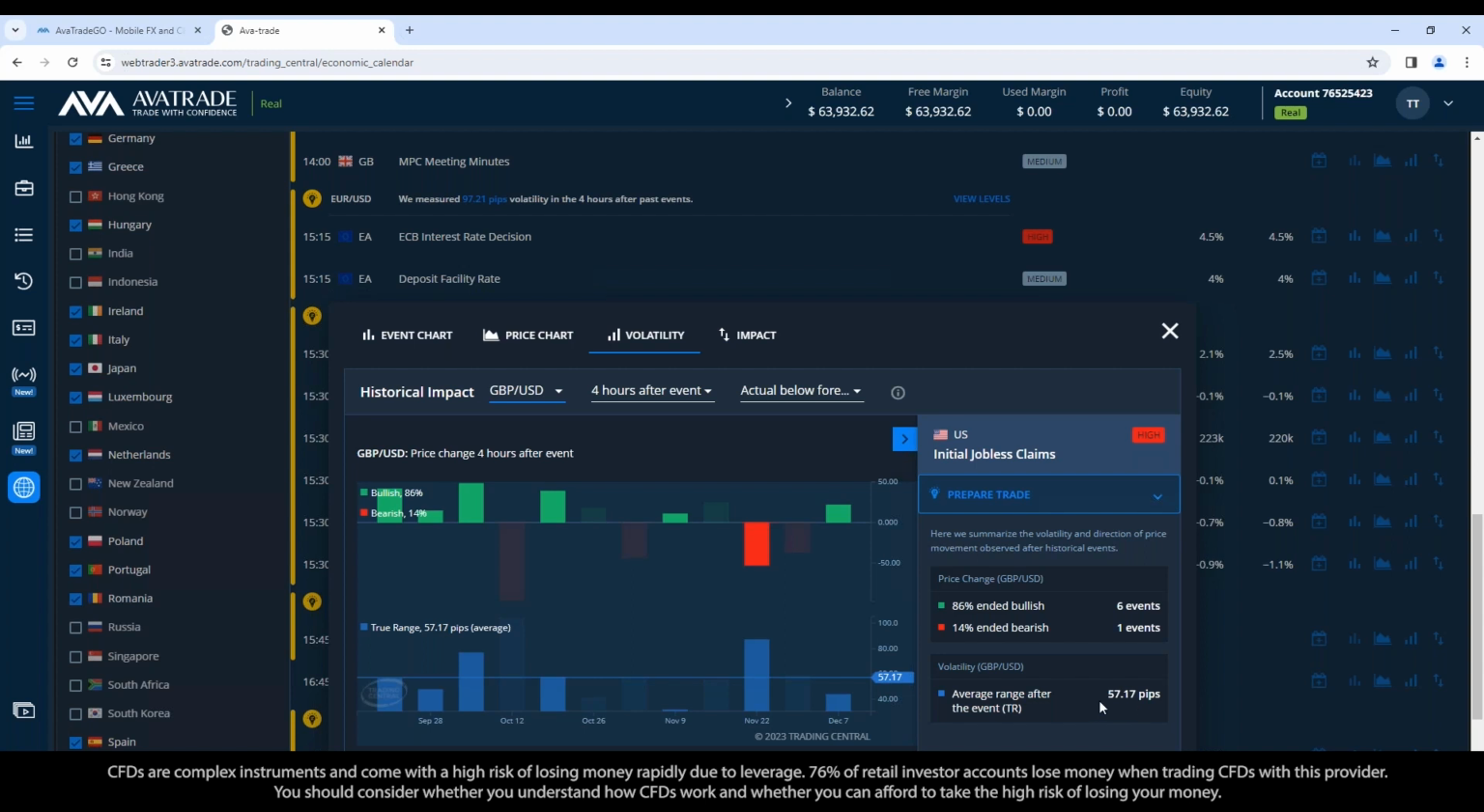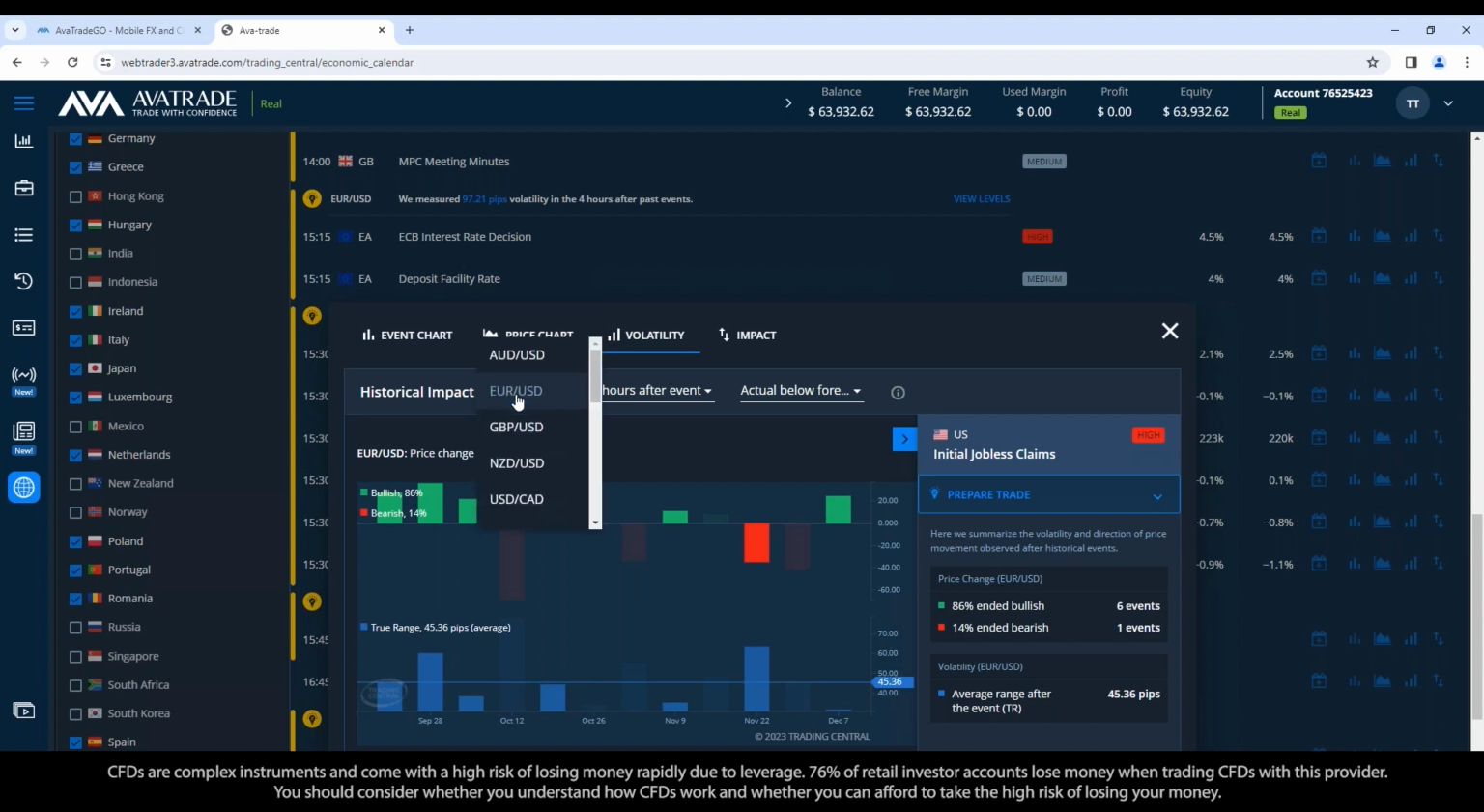Look, 57 pip range movement, also 86% of the time up. With the Euro USD, it's a slightly smaller range movement, not 57, but 46 pip movement, okay? The pound USD tends to be a bit more volatile than the Euro USD, and that might be something you like as a trader, go after those larger movements, or something you don't like. It's up to you if you want the one that moves a bit more on the chart statistically.